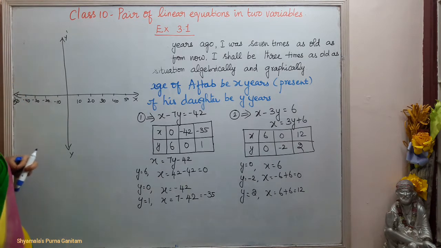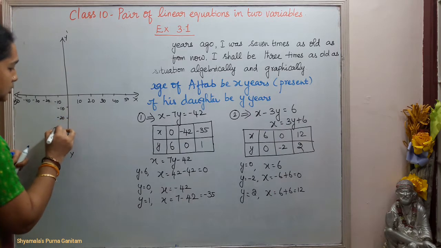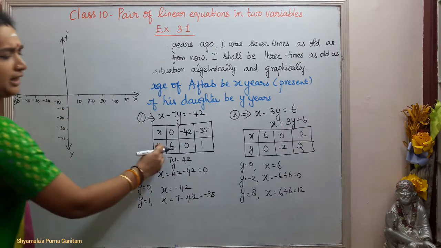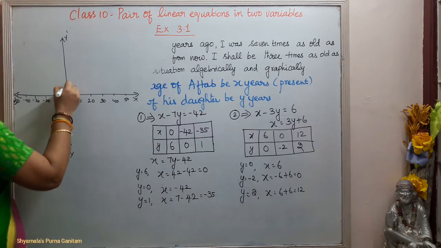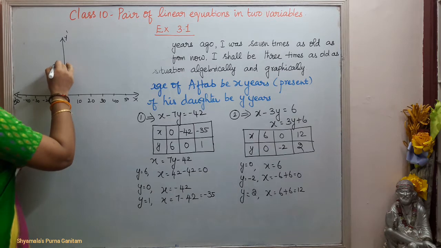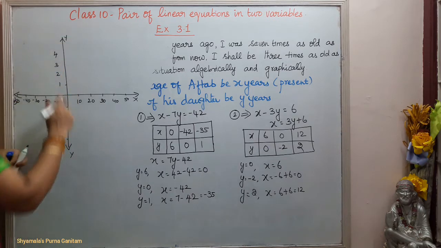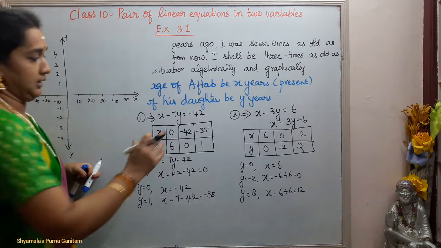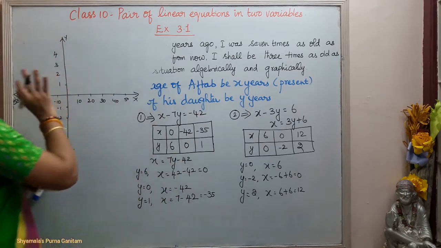This is minus 50. Okay. So same way, minus 10, minus 20, minus 30, minus 40. Here no need. Here we can take it as 1, 2, 3 itself. 1, 2, 3, 4. Here 1, 2, 3, 4. So this one is positive axis, the other one is negative axis. So we have these coordinate points that have to be plotted in the graph.